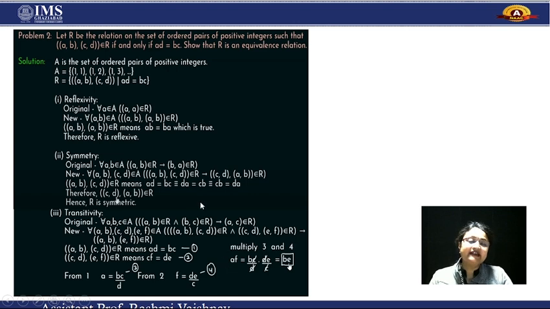So hence at the end we can conclude R is an equivalence relation. So, that is all about the topic of equivalence relations.